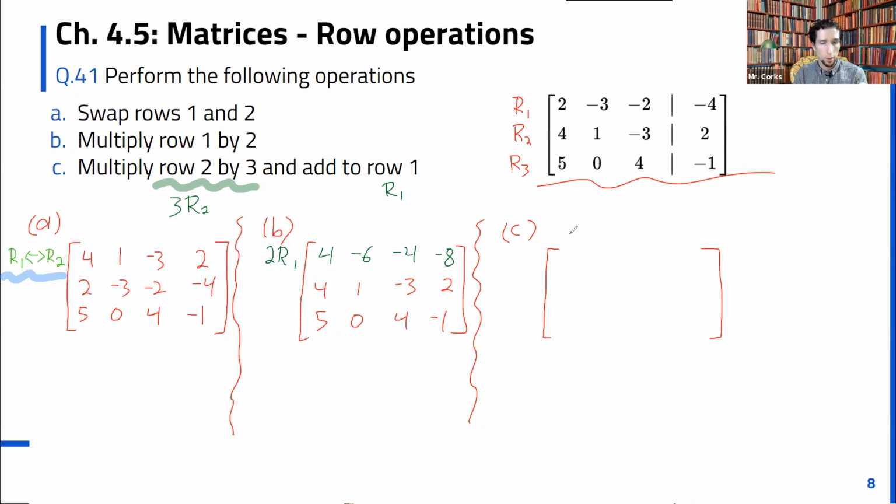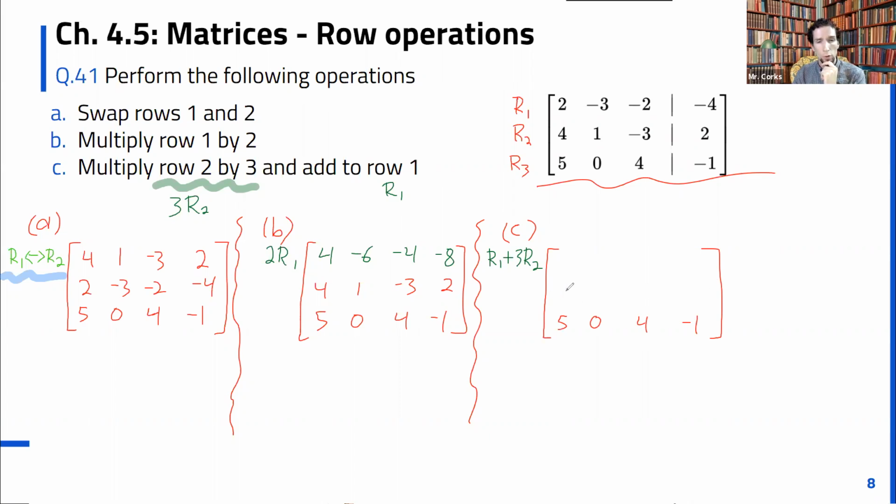Where will the result go? We're going to do this operation with 2 different rows. Where are we going to put our answer from this? Row 1. Okay. So we'll write that here, row 1, and we are adding to that 3 row 2. So it's important to be clear about what our target is. So here we haven't mentioned anything about row 3, so it looks like row 3 is going to stay the same, 5, 0, 4, -1.